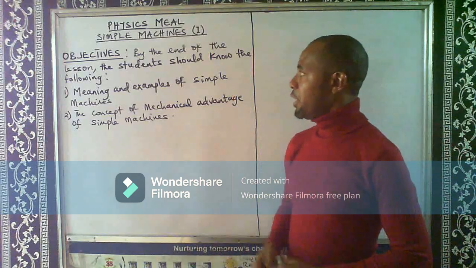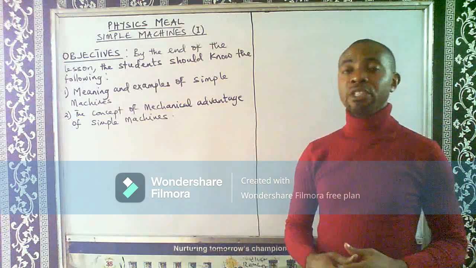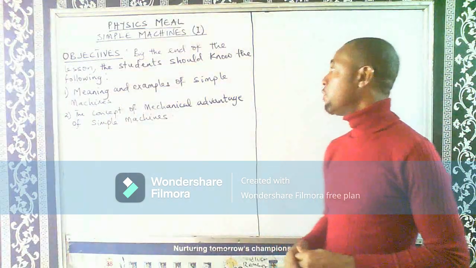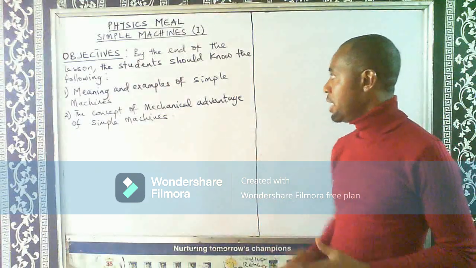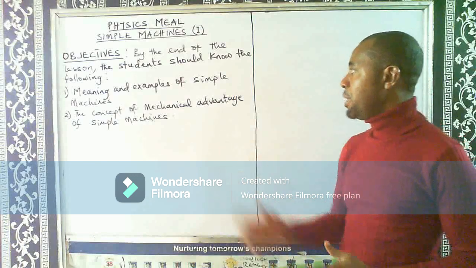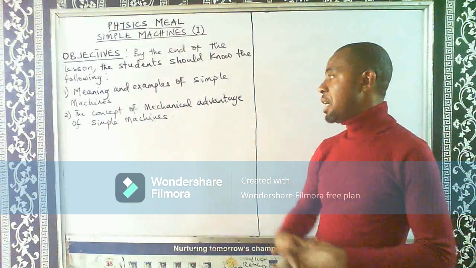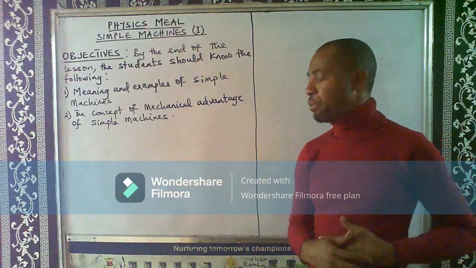Now, the objectives that we are going to look at, the scope, the area we are going to consider in part 1 of simple machines are as follows. By the end of the lesson, the students should know the following: 1, meaning and examples of simple machine; then 2, the concept of mechanical advantage of simple machines.